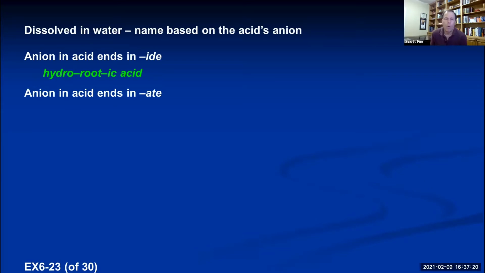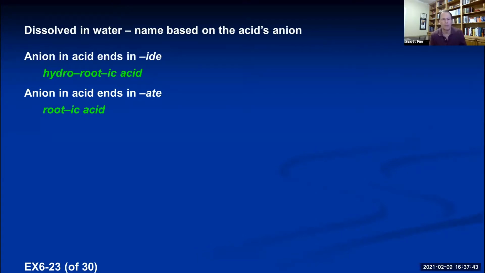Now, what if hydrogen is bonded to an anion that ends in ate, like hydrogen bonded to carbonate or hydrogen bonded to sulfate? How do you name that? Well, you just take the name of the anion, the carbonate or the sulfate, you drop the ATE off, and you replace the ATE with ic. So we take the root of the anion's name and put ic at the end.